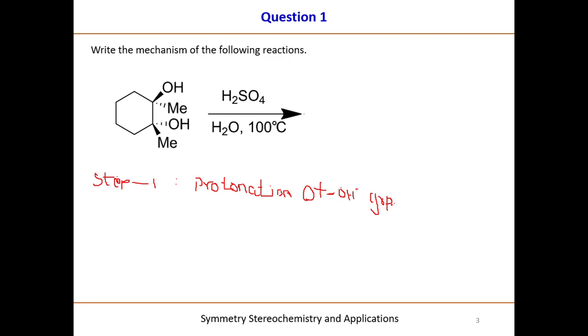In this example, we have two hydroxy groups, here and here. We can protonate either hydroxy group because both carbon atoms have the same substituents. Here we have one methyl group, here also one methyl group, and the second substituent is this group, and the third one is this one. So both carbon atoms have similar substituents, and any OH group can be protonated. Here I am doing protonation on this OH group.